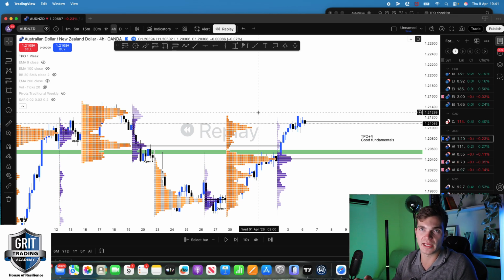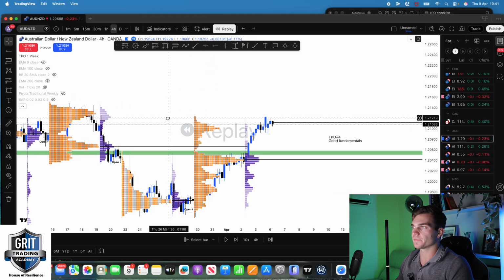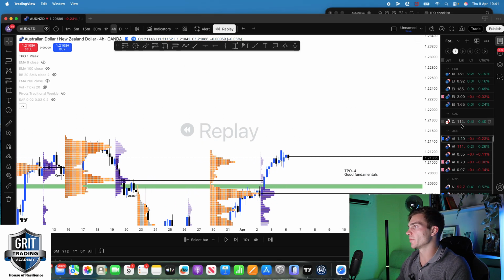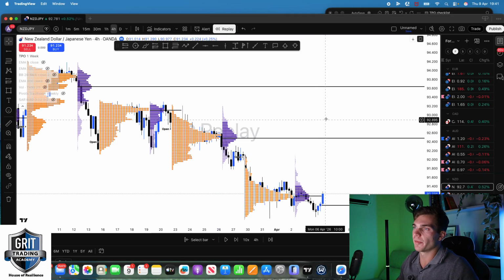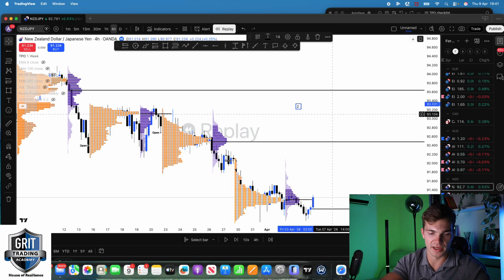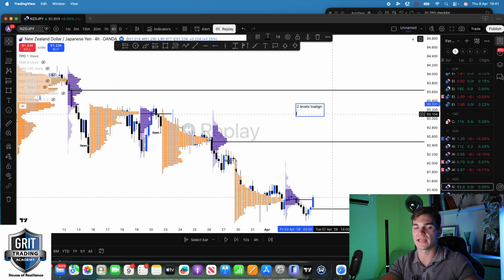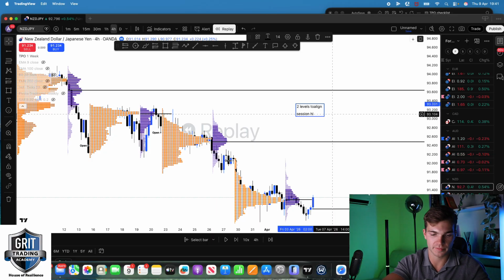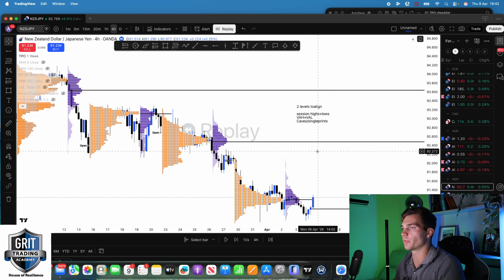Last thing we need to cover is how we create support and resistance using TPOs and the market profiles. So with this, we've got a few things which we can use. If we come onto a clean chart. So coming onto a clean chart here, what we need is we need at least 2 levels to line up. Now we've got a choice with these levels. We can use session highs and lows. We can use value area highs and value area lows. We can use caves or single prints.